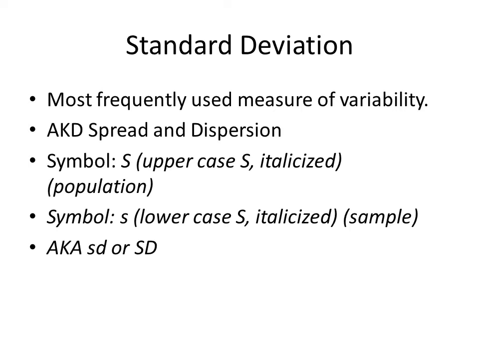We're going to talk about standard deviation in section 11 in your textbook, Making Sense of Statistics. Standard deviation is the most frequently used measure of variability. In the previous section, you learned that the term variability refers to differences among participants. Synonyms for variability are also spread and dispersion.